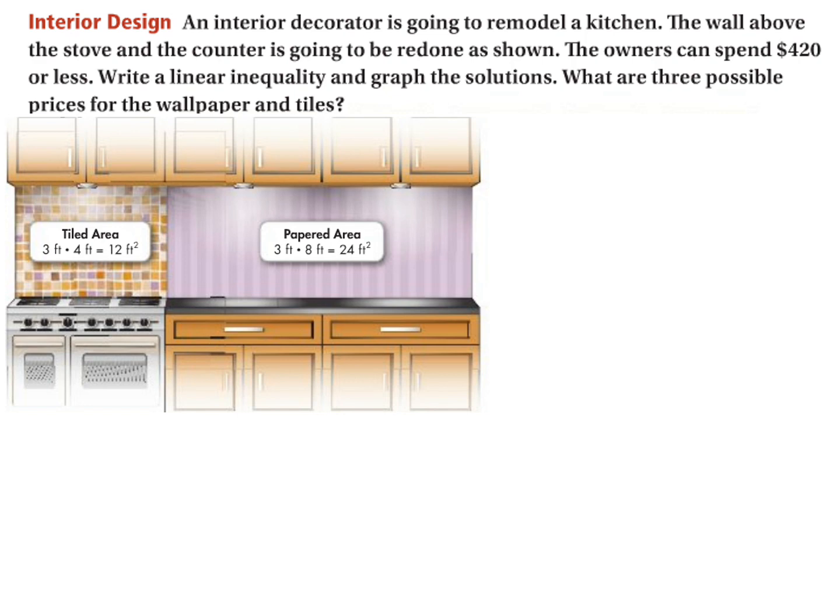One you're going to cover with tiles, looks like above the stove. And the other one was with wallpaper. And we have different areas for both. So the question is, how are we going to figure out how much we can spend on each? Because we're limited to $420 there. So here's how this one's done.